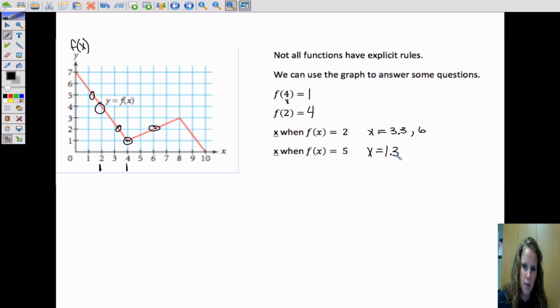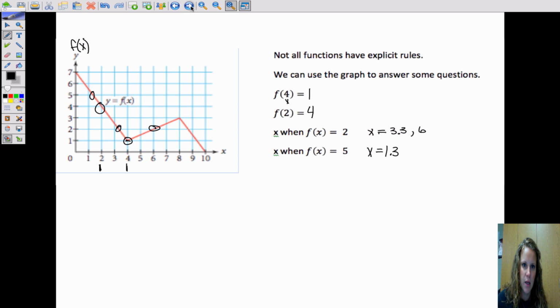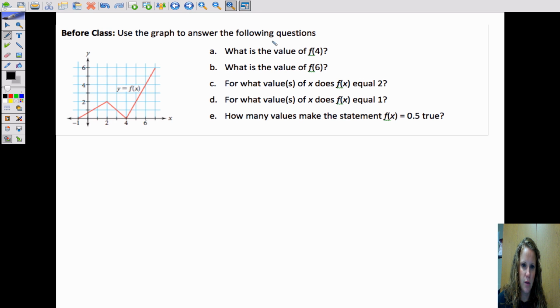So you can see you can do this for equations and for graphs. So why don't you try before class to answer these questions about this function. Okay, notice I call it a function instead of an equation because one equation wouldn't fit this whole thing. Try that out. All right.